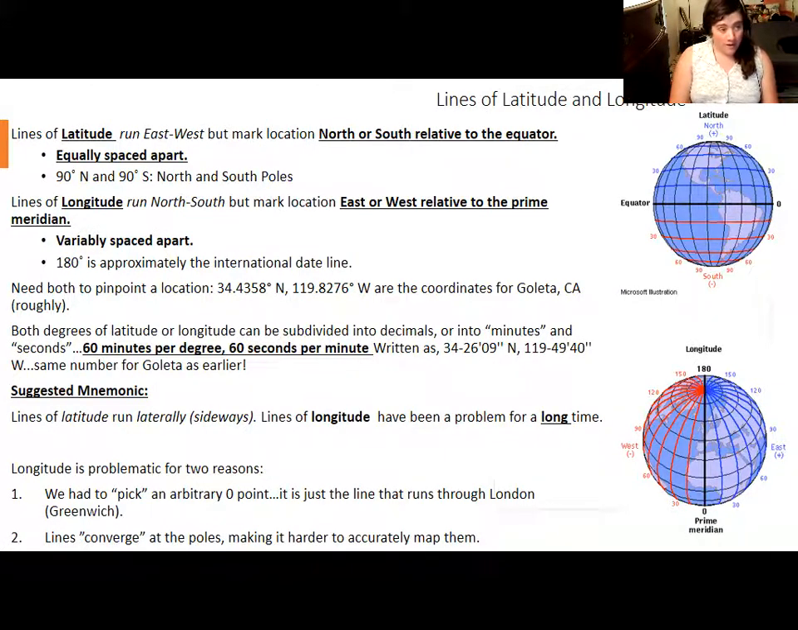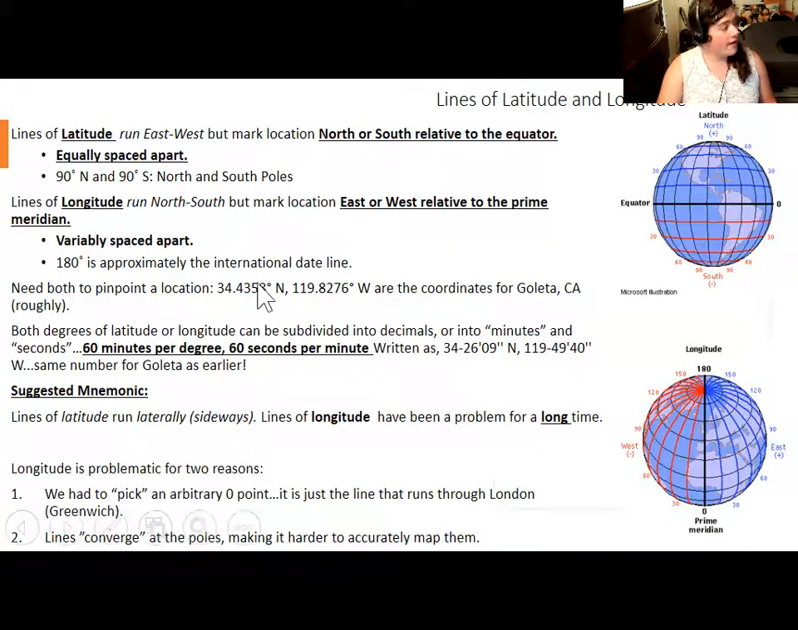But anyway, you need both to pinpoint a location. If you simply have a line of latitude, say 30 degrees, I could ask, well, are you in Florida? Are you in Mexico? Are you in Europe? What do you mean by 30 degrees? Where are the 30 degrees? So what you'll do is give a latitude and a longitude. Latitude comes first. In this particular case, these are the coordinates for Goleta, California. There is actually more than one way to subdivide a degree for latitude and longitude.